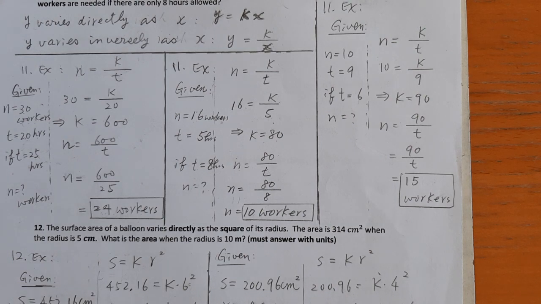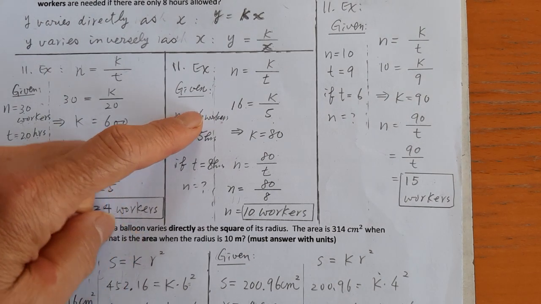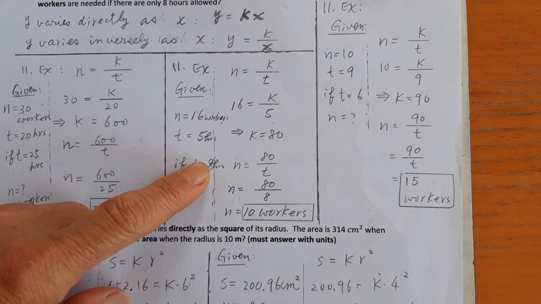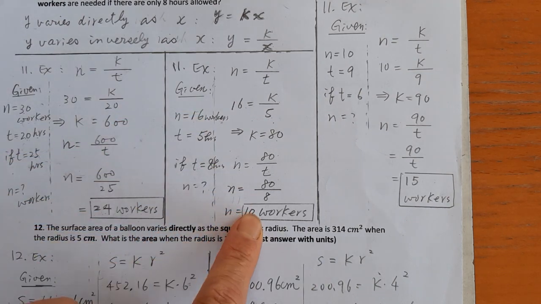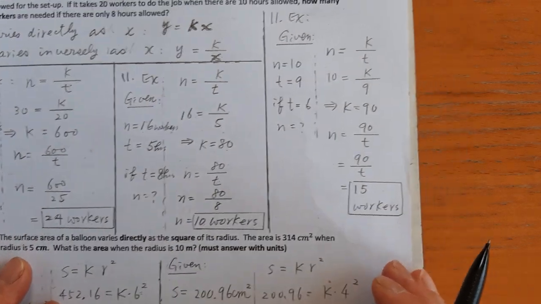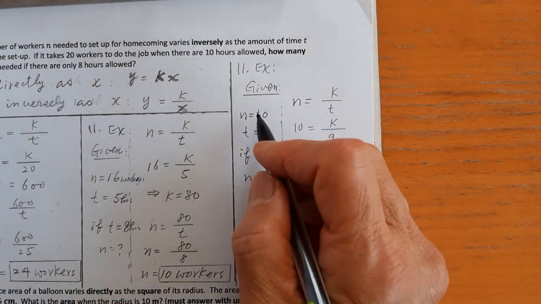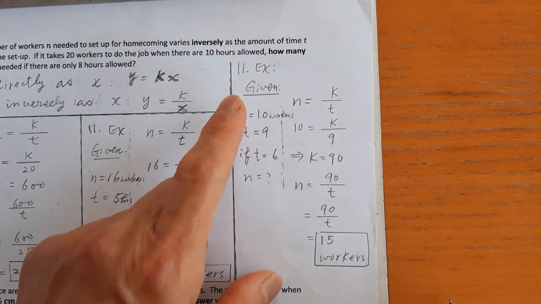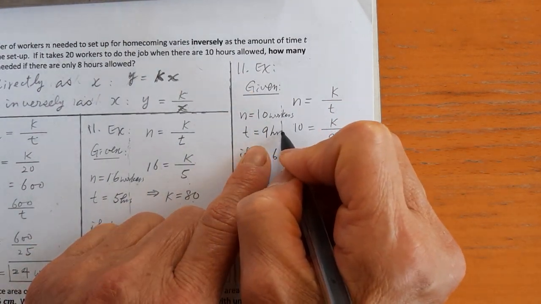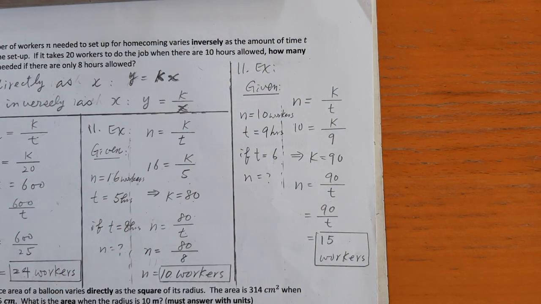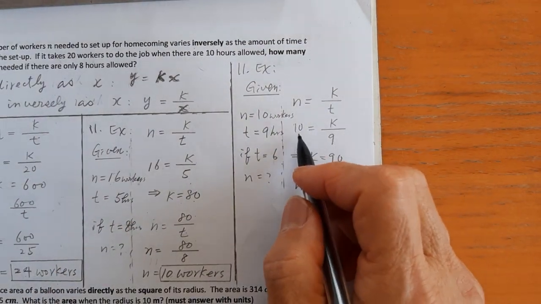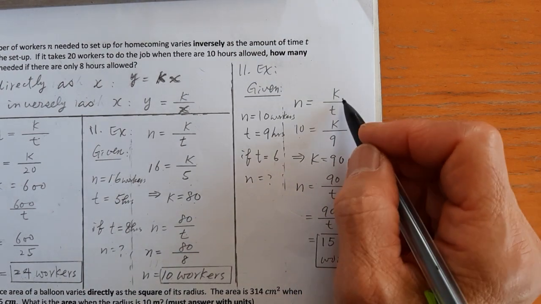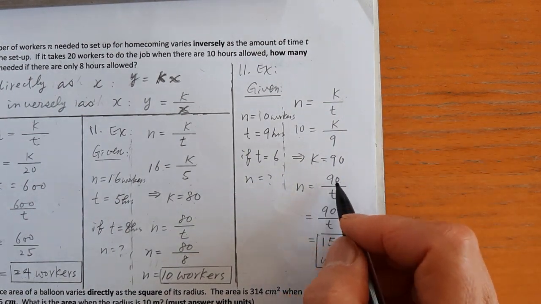This is inverse variation. The workers decrease, then hours increase. Hours increase, then you need fewer workers to finish the same amount of the job. For example, 10 workers take 9 hours to finish the job. So you plug it in: 10 and 9, you get K equals 90. Plug the 90 into the original, and you get N equals 90 over T.